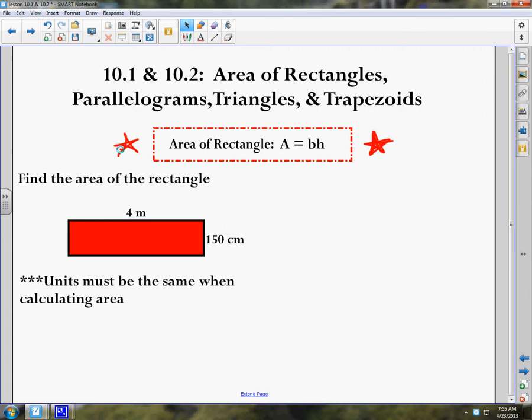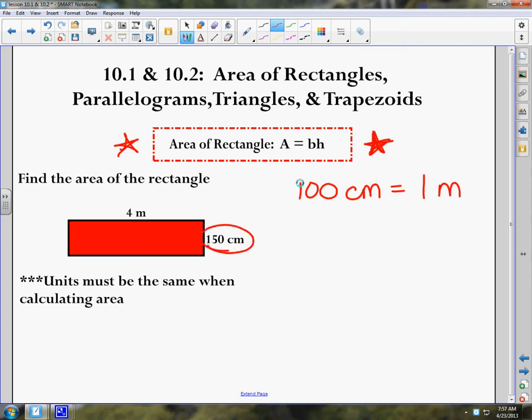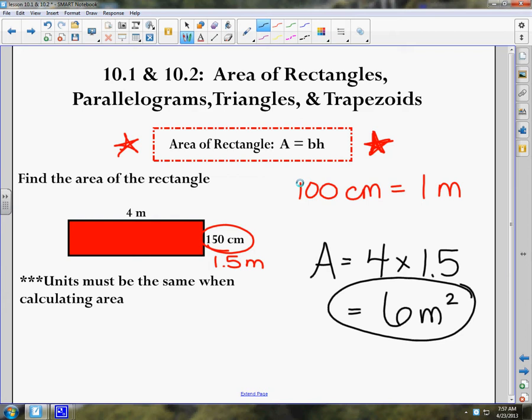So take a minute, try this problem on your paper, and then we will go over it. Okay, so we know that 100 centimeters equals 1 meter. So if I changed this, I would change it to 1.5 meters, and then I would do my area equals 4 times 1.5, which equals 6 meters squared. When you have area, remember, you're squaring your unit.